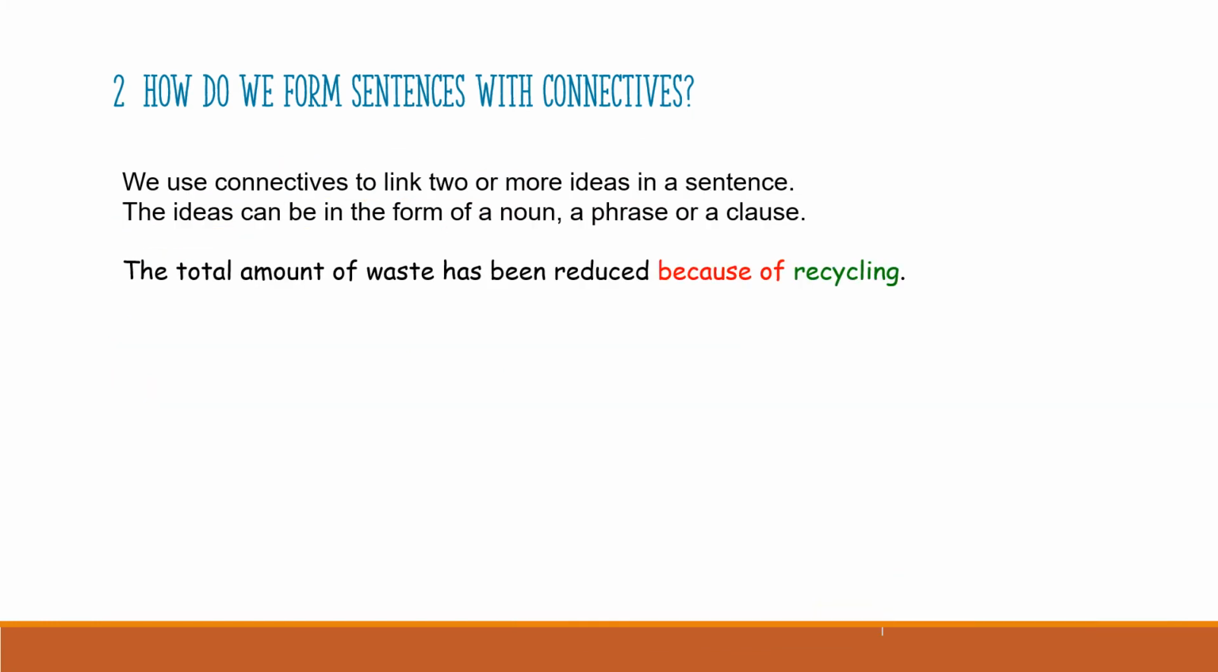Remember, we use connectives to link two or more ideas in one sentence. These ideas can be in the form of a noun, a noun phrase, a noun phrase contains several words, or a clause. A clause contains a subject plus a verb. Let's take a look at some example sentences to understand more. Example: the total amount of waste has been reduced because of recycling. After the connective because of, we use a noun equivalent, recycling. A verb plus ing is equal to a noun.